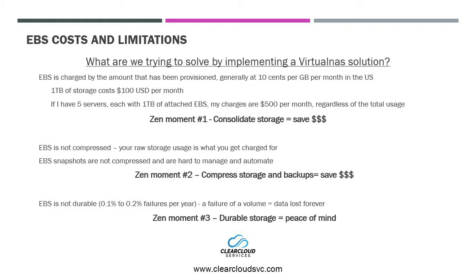The last point is that EBS is not durable. The published failure rate is 0.1% to 0.2% per year, which means if you have 100 volumes, you have up to a 20% chance to lose a volume in any given year. Because ZFS natively supports RAID parity striping, you can create durable storage on EBS that is effectively the same as S3, but doesn't have any of its limitations.